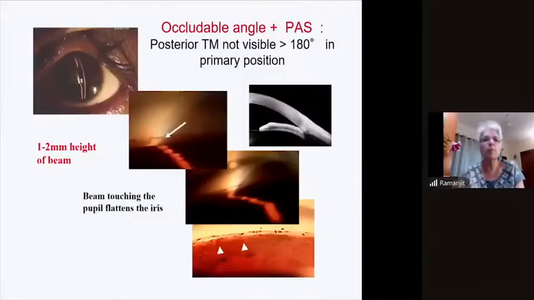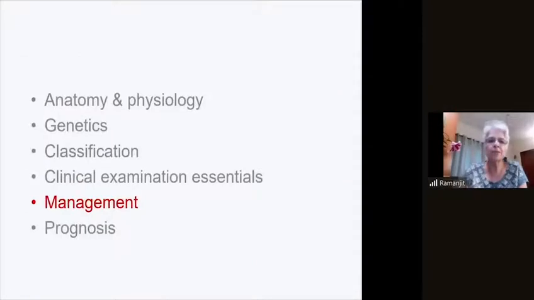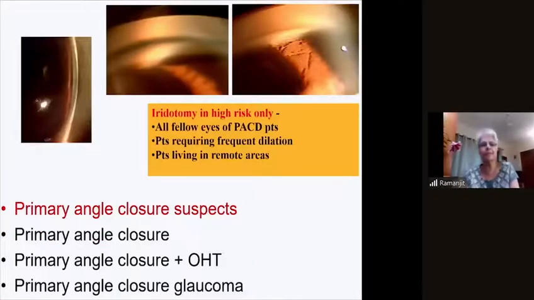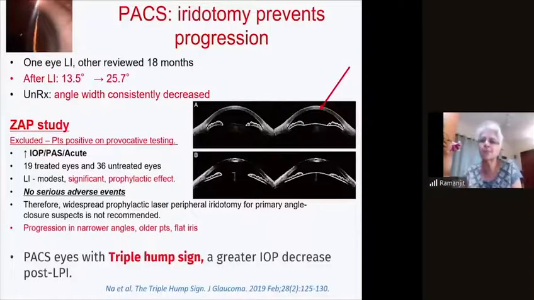So, the management of these patients in angle closure suspects, as I said, is to do an iridotomy in high-risk patients. That means all fellow eyes of patients with primary angle closure disease, those who require frequent dilation, and patients living in remote areas. We can actually prevent this progression, which seems to occur in about 20%. And the iridotomy has been shown by the ZAP study to be very effective, even despite the fact that they actually removed the patients who were more likely to develop angle closure.